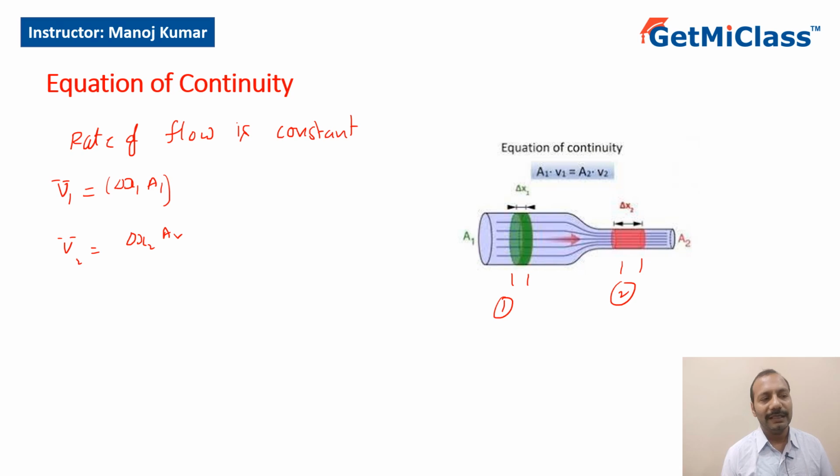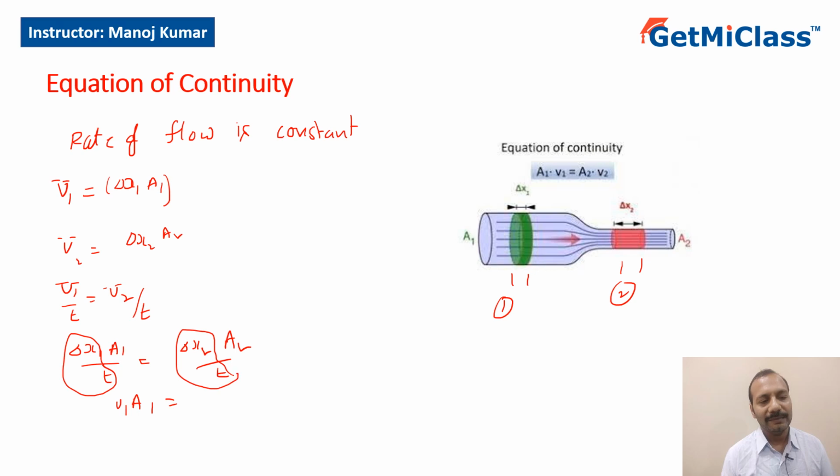Now what is rate of flow? Rate of flow can be written as the amount of fluid flowing per unit time. So this is V1 by T and this is V2 by T. Because rate of flow is constant, I get V1 by T equal to V2 by T. Again, don't get confused, this V is volume. So delta x1 into A1 by T equals delta x2 into A2 by T. Now delta x1 by T can be considered the velocity at the first cross section and delta x2 by T the velocity at the second cross section. From these two, we get V1 A1 equal to V2 A2. This is the equation of continuity.